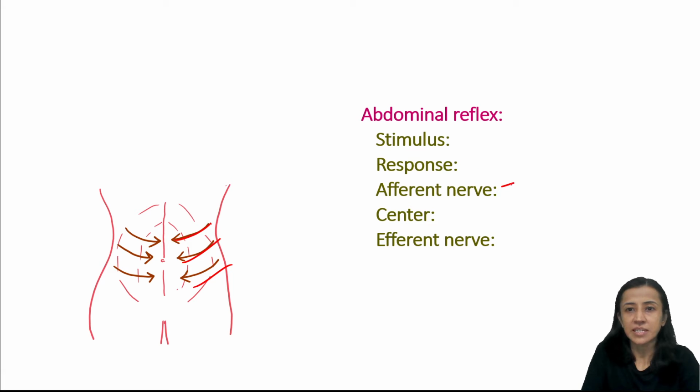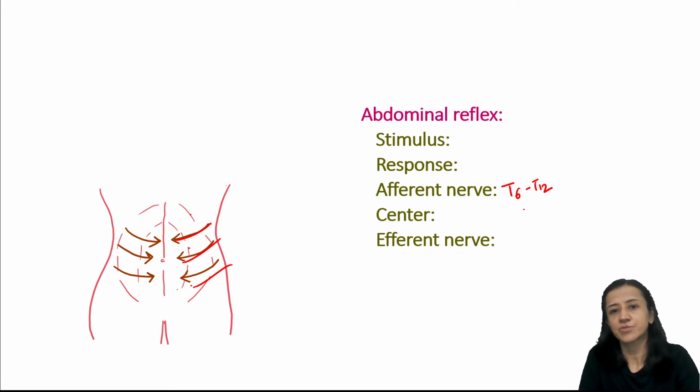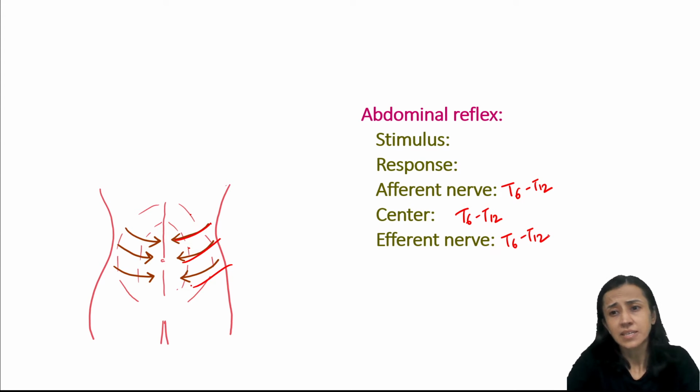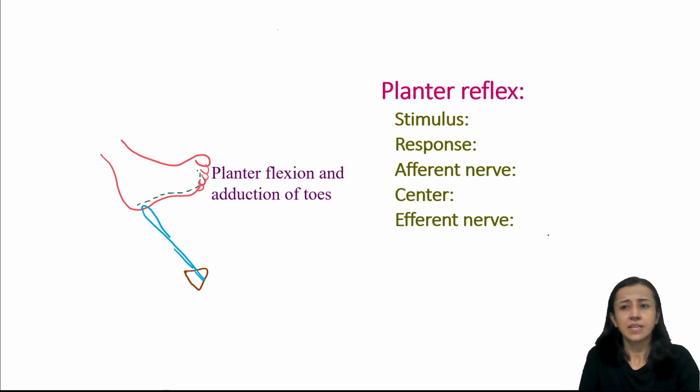And afferent fiber is from T6 to T12. There are three segments: upper, middle, and lower. So upper, that is T6, 7, 8, 9, 10, 11, 12. Center again, spinal cord T6 to T12. Efferent now, that is again T6 to T12, motor.